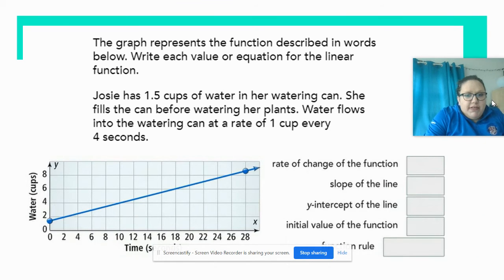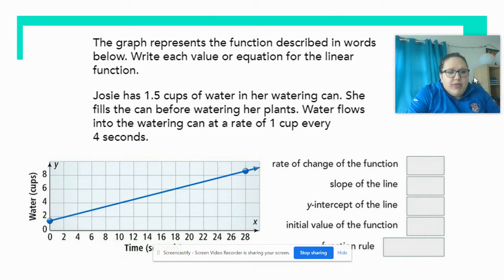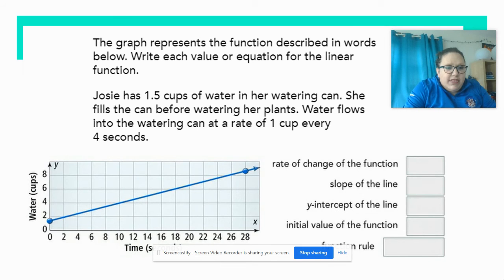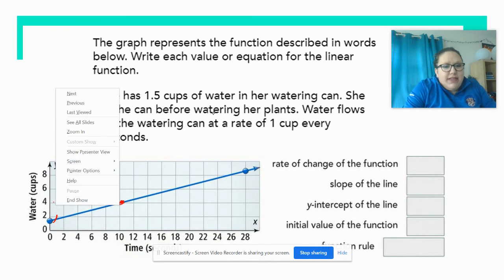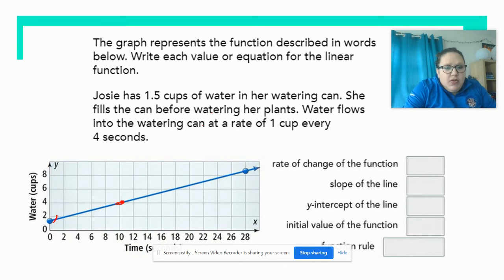Okay, so the graph represents Josie has 1.5 cups of water in her watering can, then she fills it. Water flows in at a rate of 1 cup every 4 seconds. So the rate of change of the function is going to be... my y goes from 1.5 to 4. Oh wait, no, we can just get this from the words. It goes up 1 cup every 4 seconds, so our rate of change is 1/4. Sorry, I'm making that more complicated than it needs to be. 1 cup every 4 seconds.